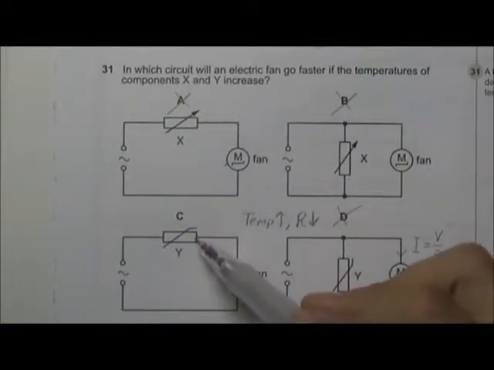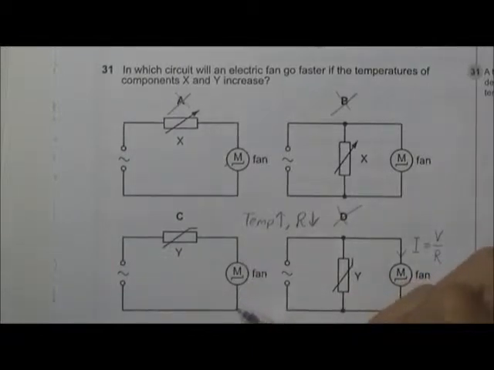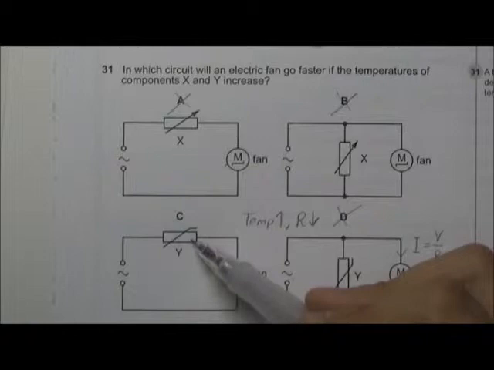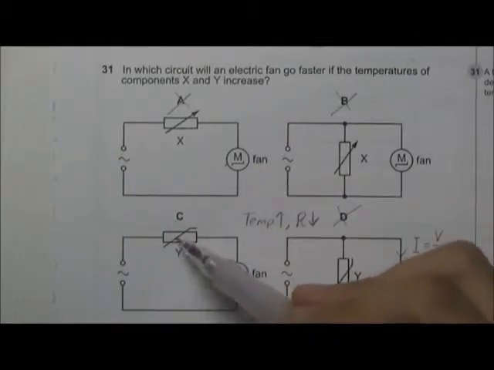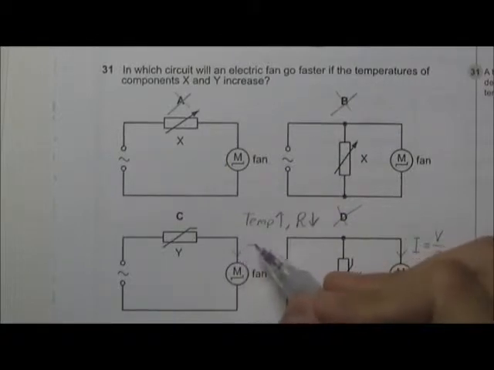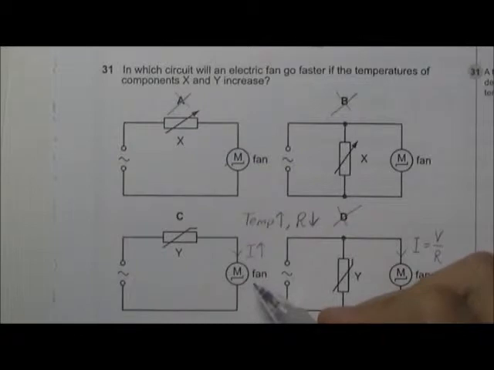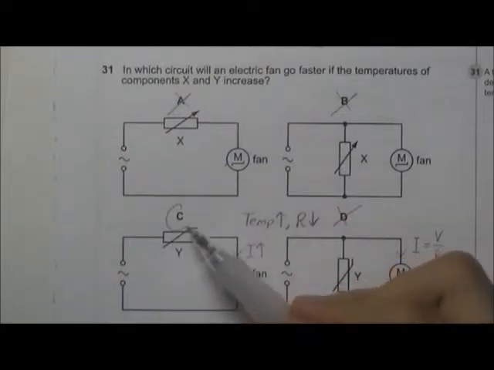The thermistor is connected in series with the fan, so as temperature increases, the resistance of the thermistor will decrease and the total resistance of this series circuit will decrease, and it will cause the current to increase, and this will make the fan go faster. So the answer is C.